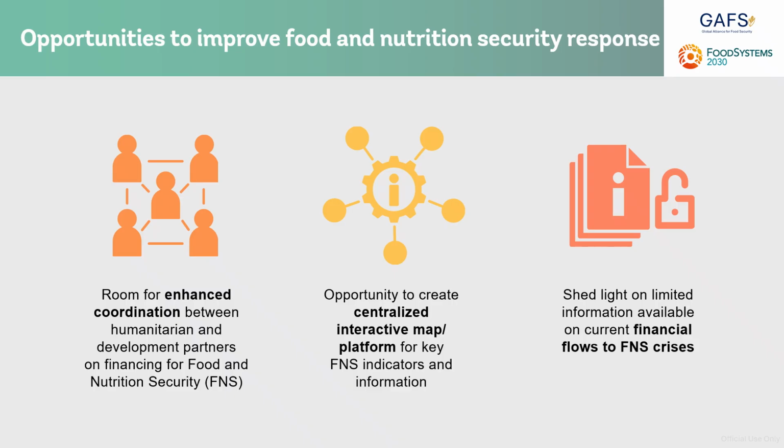There was also a broader challenge. Coordination between humanitarian and development partners on food security financing was limited, and there was no central place to view the full picture. Countries needed a single interactive platform that could bring together early warning, food security indicators, and financing information. And importantly, there was very little visibility on current financial flows to food security crises. The dashboard was able to address these gaps to give governments and partners a coherent, up-to-date view of where risks were emerging, how financing was moving, and where coordination could be strengthened.